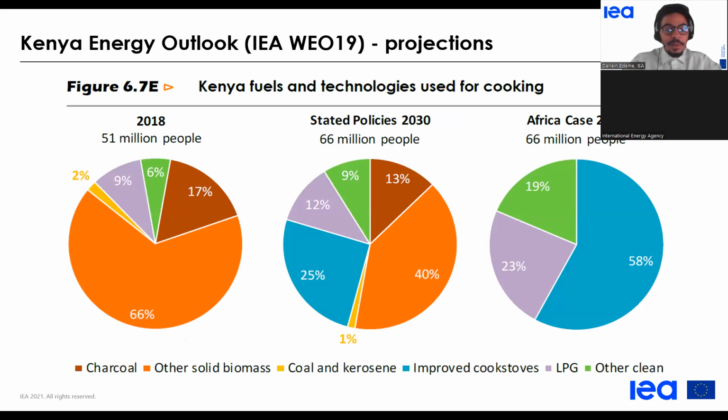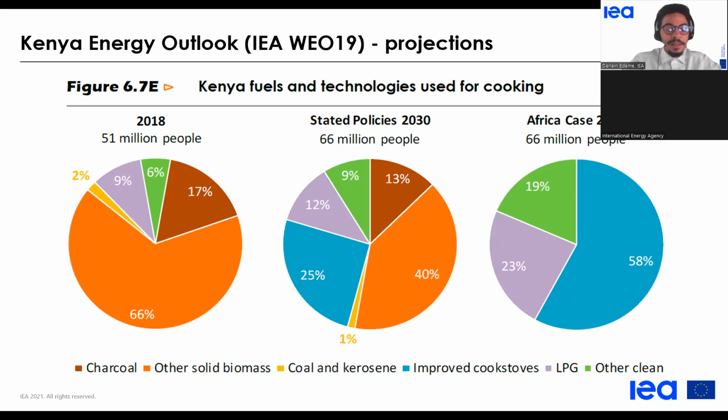In the second chart, we can see the projections for Kenya, again, for fuels and technologies used for cooking. On the data we have collected and are working on with WHO, the World Health Organization, we observed that today most people in Kenya are still relying on solid biomass under traditional use, which is not considered clean cooking.